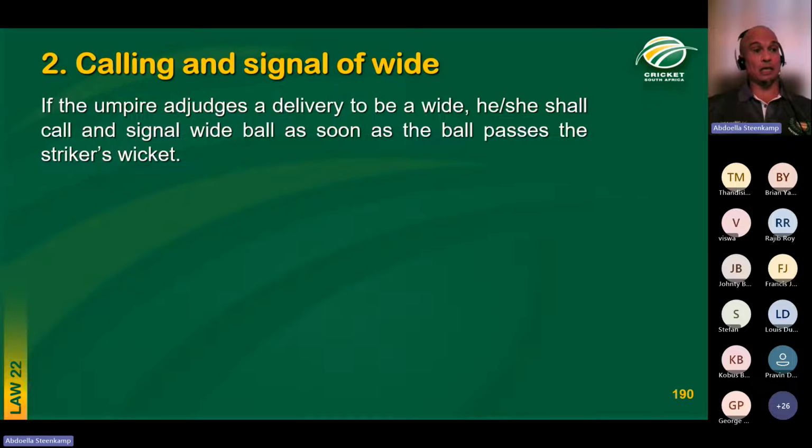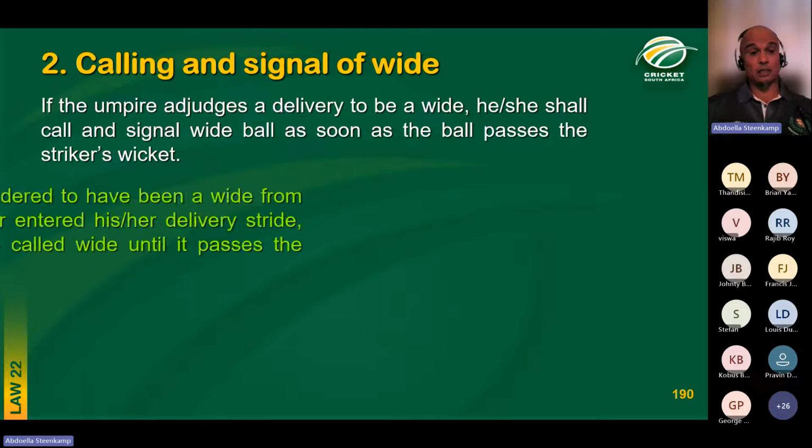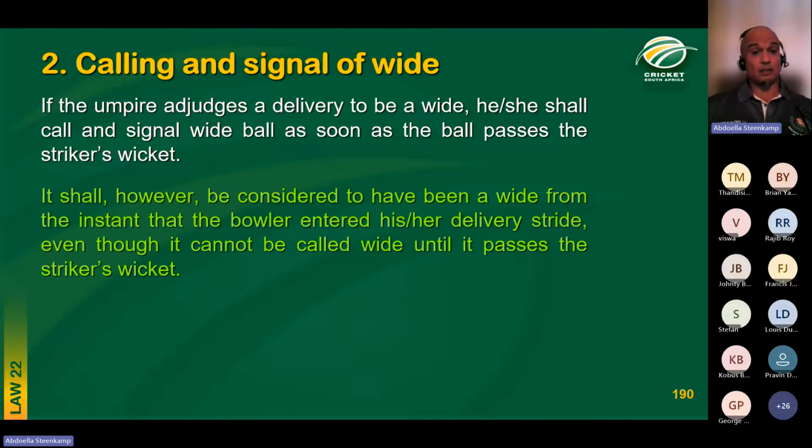The striker played a late cut shot down to third man, and here the umpire, Abdullah, is standing with his arms aside, calling and signaling wide. Meanwhile, the ball went off the middle of the striker's bat towards third man for 4. So the point I'm trying to make is to delay the calling and signaling of wide until it passes the striker's wicket. So in terms of your calling, yes, you need to delay it until it passes the striker's wicket.